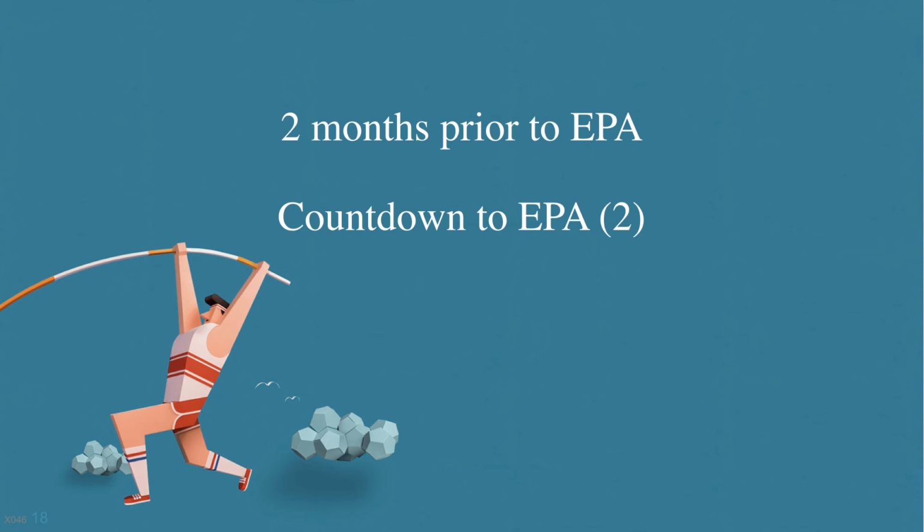Ideally, by this stage, you would know whether your apprentice is still on programme or has left already or does not intend to complete. But essentially, you don't pay anything till 2 months prior to this endpoint assessment.